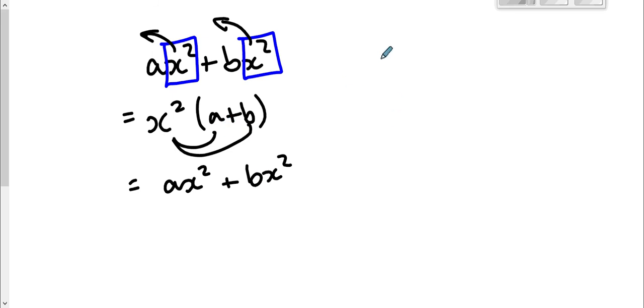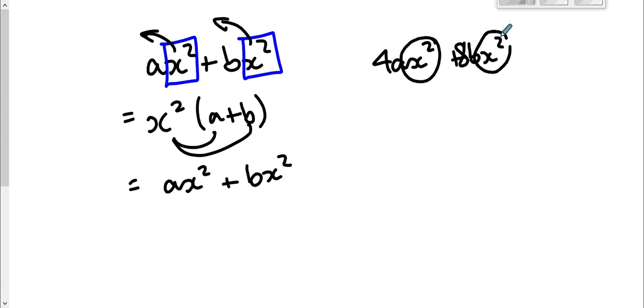Now, we can also factorize in stages, so let's say we had 4ax squared plus, well, it's 8bx squared. You'll see the x squared is in both of these, so I can write it at the front once and write what's left in the brackets, 4a plus 8b. And both of these are divisible by 4.